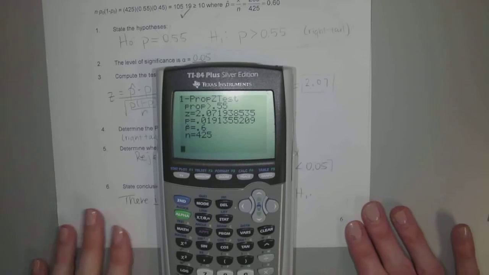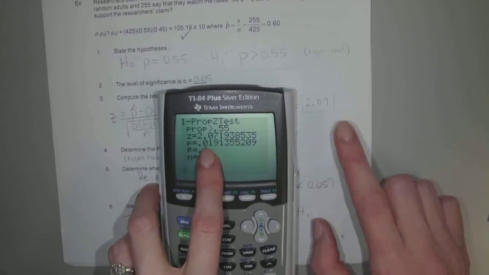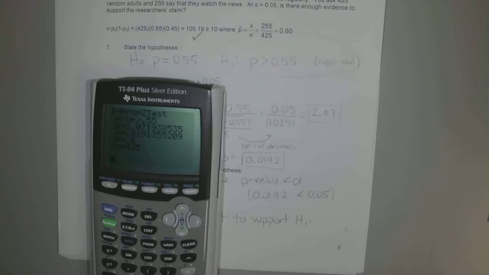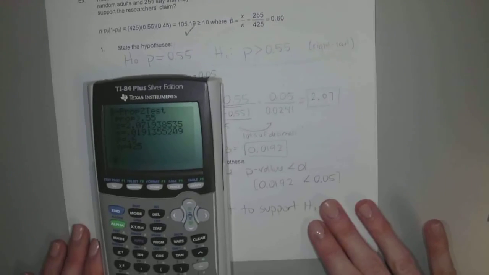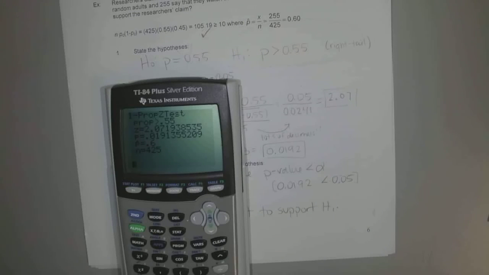What's great is that it will give you your test statistic, 2.07, matches ours, and your p-value, 0.0191, ours is 0.0192. My math lab is set up to account for either one, okay? So if you're off by 10 thousandths of a decimal or whatever, my math lab is calculating that. It's okay. And then that 0.6 is your p-hat, that's 60% that we have.